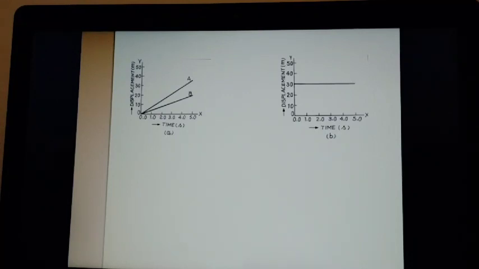So the displacement time graph of a resting object is a line parallel to the time axis. Not necessarily the x-axis. If you take time along the y-axis, it will be parallel to the y-axis. So we can't always say that it is along the x-axis, but you can say that it is parallel to the time axis.